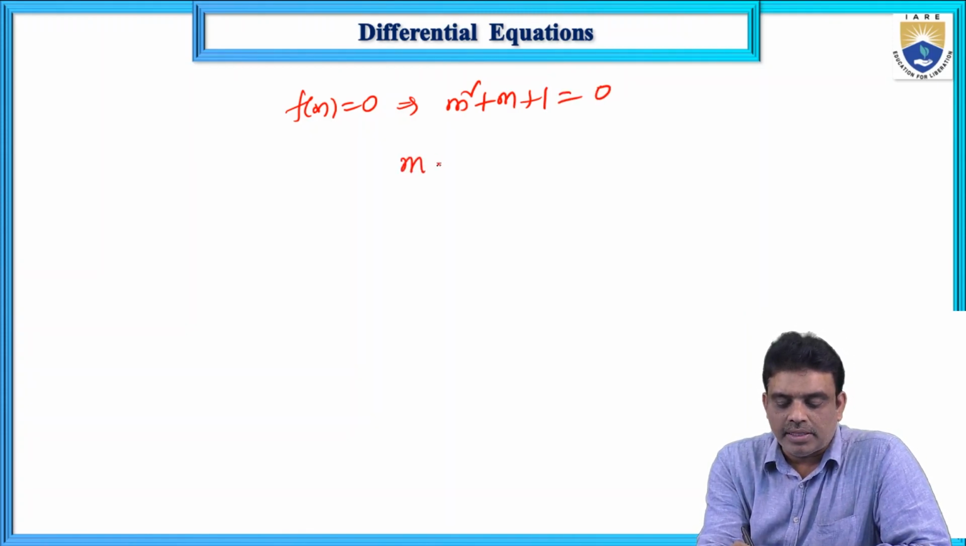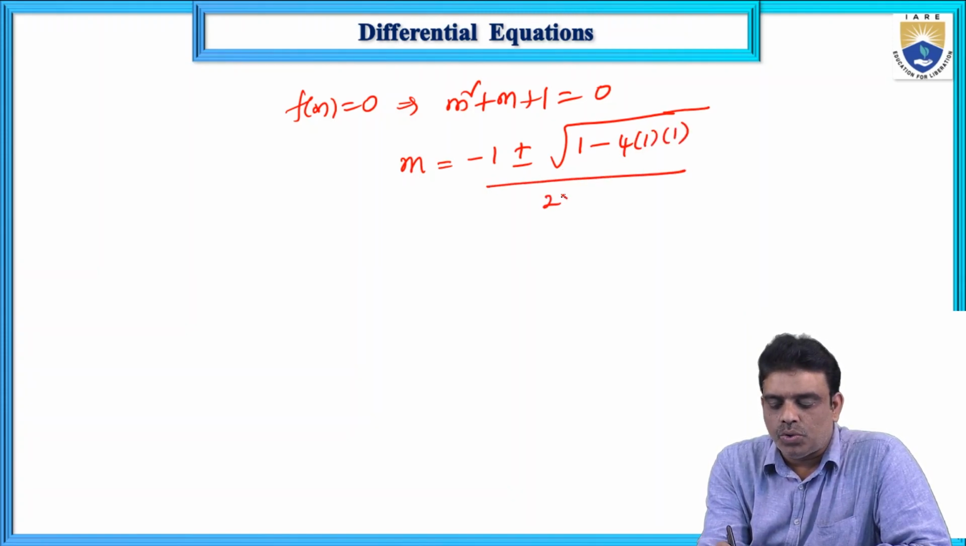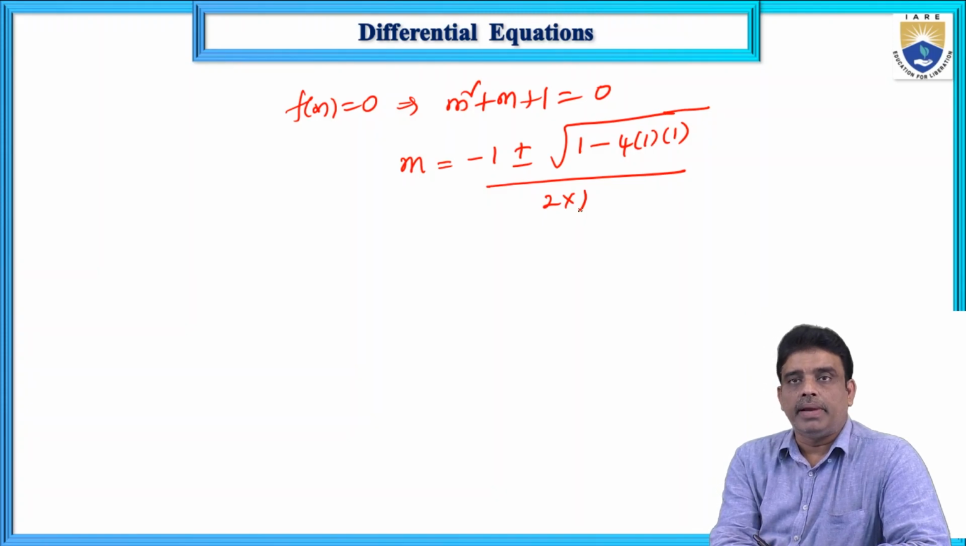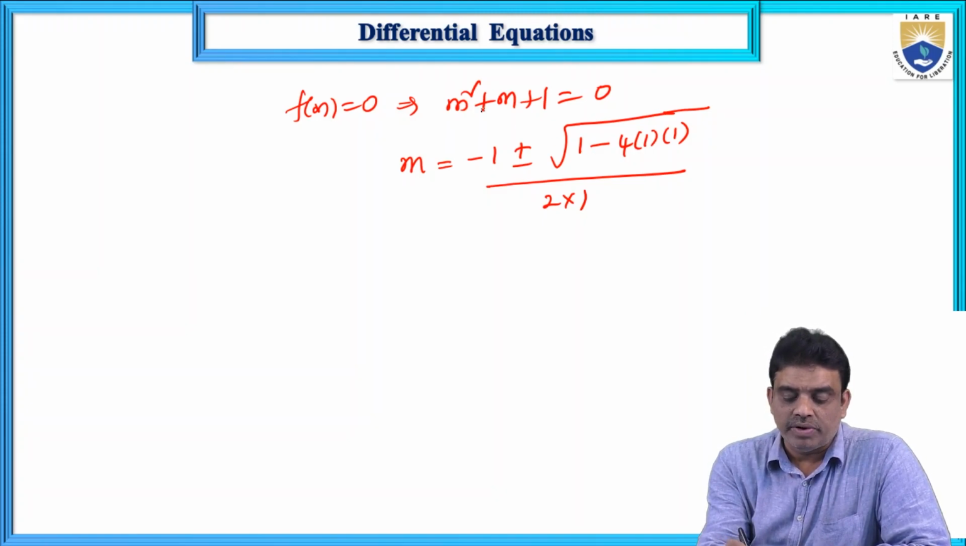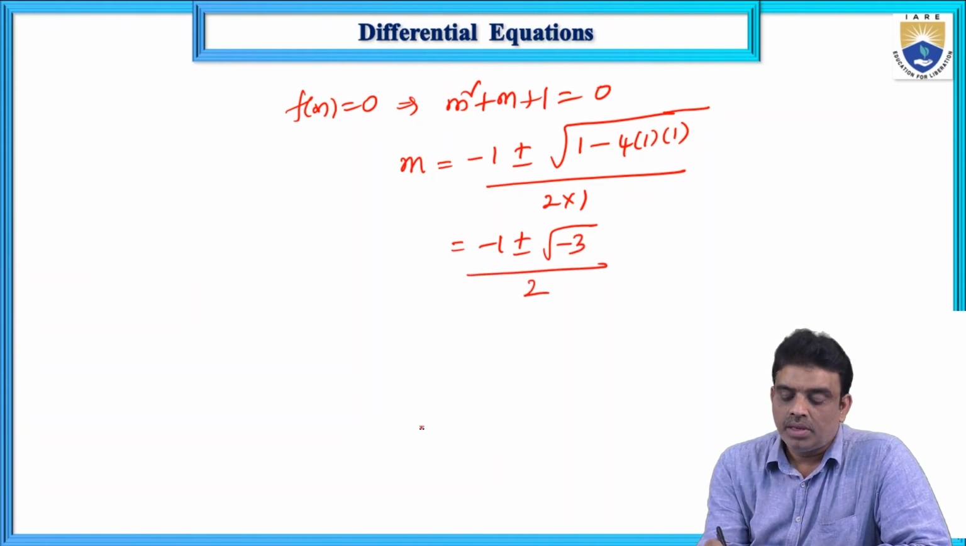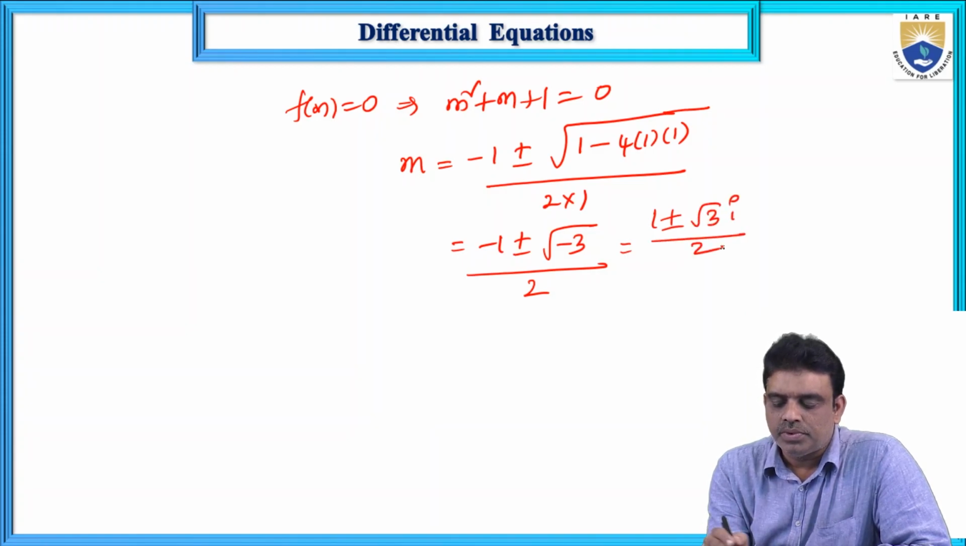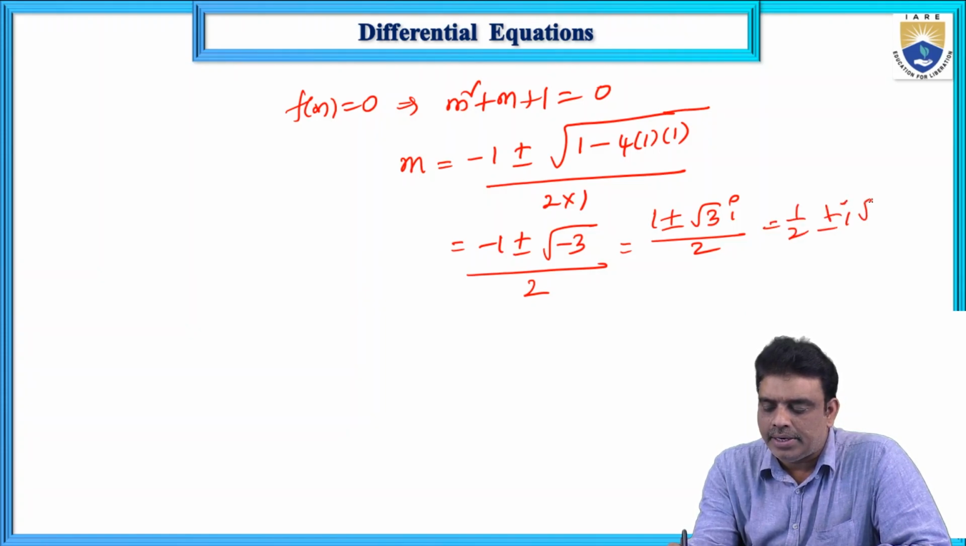Now I would like to find the roots: minus b plus or minus root of b square minus 4ac by 2a. We know the formula, minus b plus or minus root of b square minus 4ac by 2a. Here b is 1, a is 1, c also 1. So minus 1 plus or minus root of 1 minus 4, that is minus 3, by 2. Or I can write the same thing as minus 1 plus or minus root 3 i by 2. So what are the roots? Minus 1 by 2 plus or minus i into root 3 by 2.